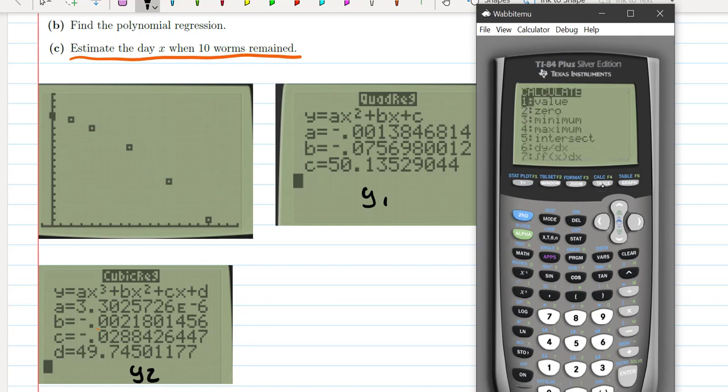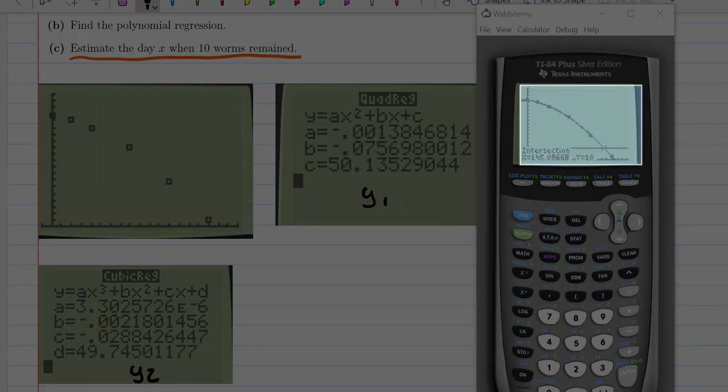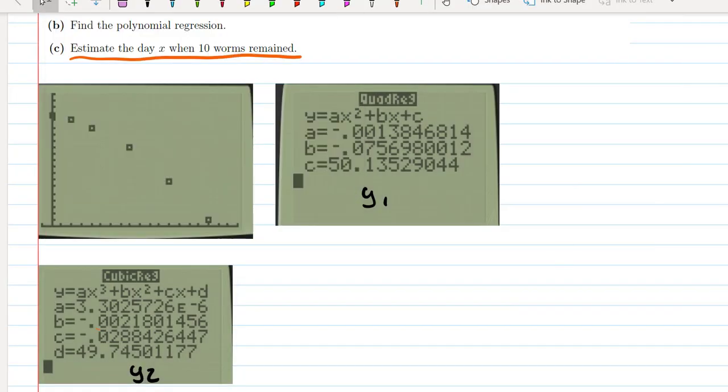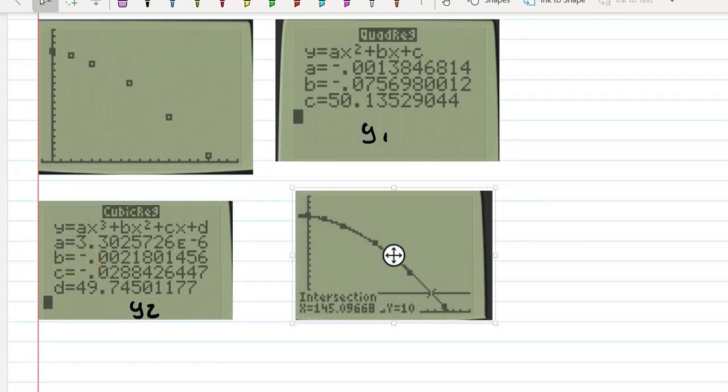So when we go to find our intersection, we go second trace, and we choose intersect, which is choice 5, and it says first curve. And we see the first curve is y1, so I press enter. And I want to find its intersection with y3, which was y equals 10, so I press down to get y3, press enter, and then it says guess. I press enter again. And so it gives me that for the quadratic, we get that the intersection is about 145. So this one is for our quadratic model.